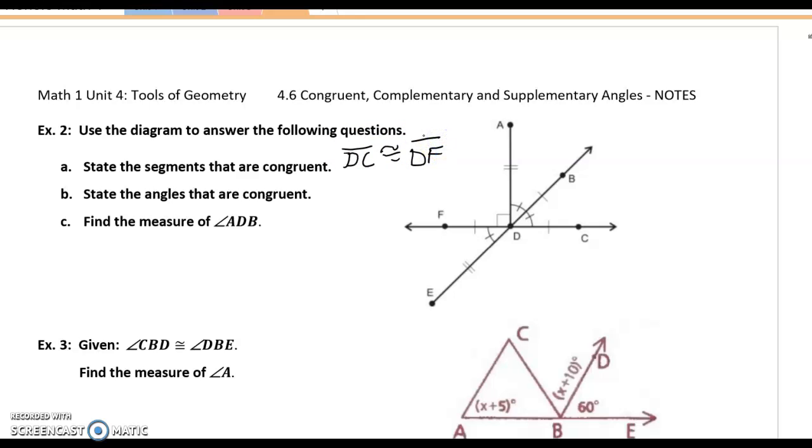We also see the same tick mark here on DB. So we actually have 3 segments that are congruent to each other. So I could extend that congruency statement to include all 3 of those. And we also see another tick mark here on AD and ED. They have the double, so those 2 are congruent. So AD is congruent to DE.